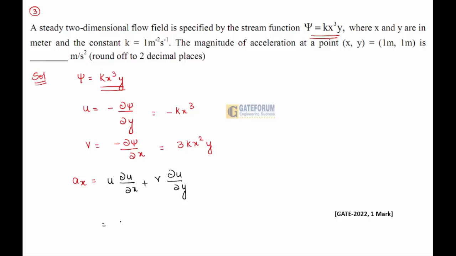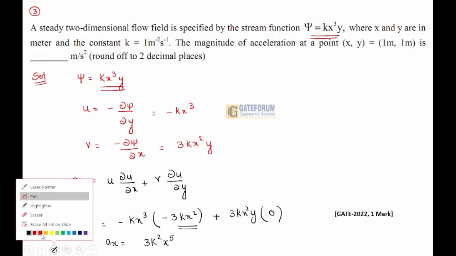U minus k x cube into minus 3k x square, plus v 3k x square y into dou u by dou x. What happens? Dou u by dou x I have got it as minus 3k x square. Y with respect to y, obviously it will be 0. No constant there. So 3k square x power 5. This is the value of Ax.